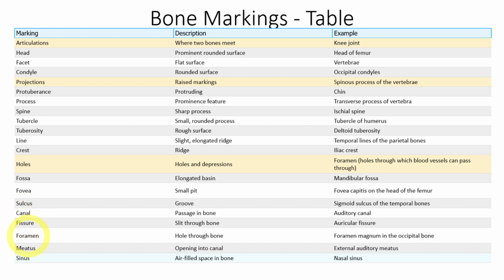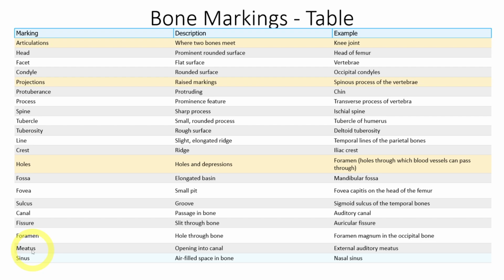A fissure is a slit that's been just cut into a bone. You can think of it like there's slits in the orbits of the eyes for the optic nerve to kind of slip through. The foramen structure is a big rounded hole through the bone, and they're big, you can't miss them.